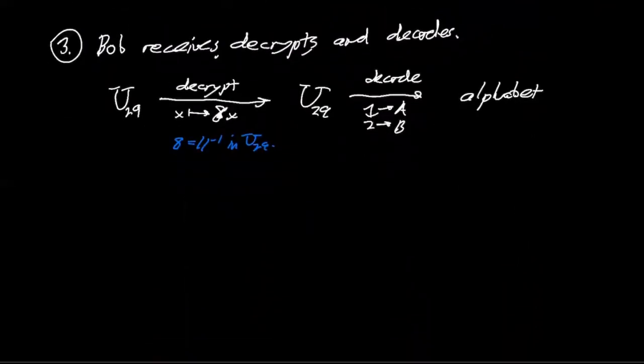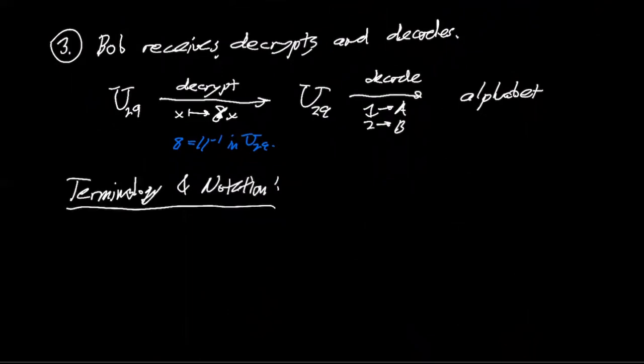Okay, so let me just say what the terminology and the notation is here, the way people write this stuff down. So the terminology and the notation is the following. You have a couple different sets going on here. You have M, which is a set of plain text messages.